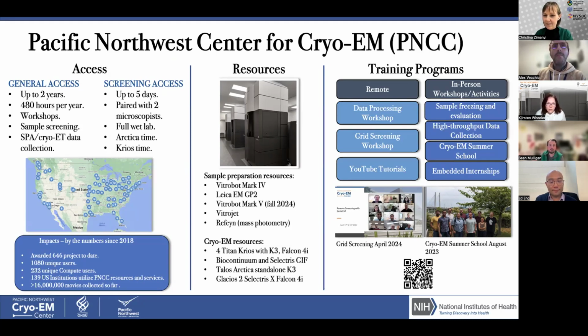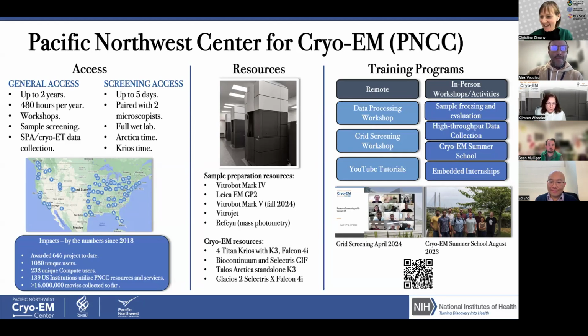The second type that we have is a general access, which is awarded up to 480 hours of microscope time a year for 2 years. The time can be utilized for screening as well as data collection. Approved general access proposals are eligible for training workshops, which cover topics from sample preparation through to data processing. We're excited about our recently added EPU data collection workshop, which we were successfully able to pull off 2 months ago, I believe it was now.